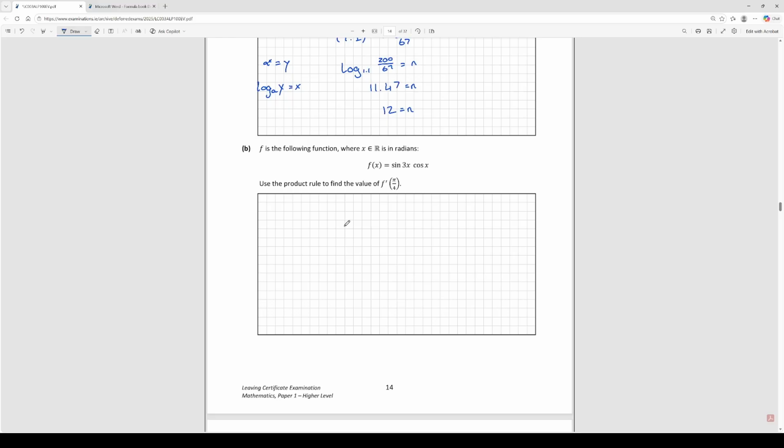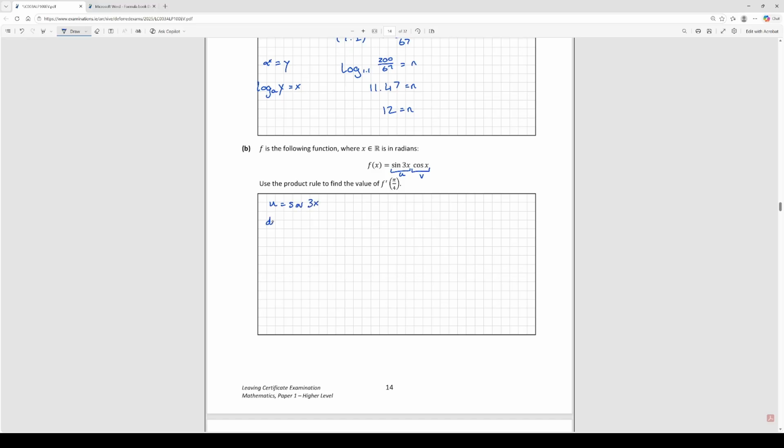Oi. f is the function where this is in radians, f(x) is equal to this. Use the product rule to find the value of this. It's so weird they kind of tell you to use the product rule, but all right. I would say that's u, that's v. I guess it's because there's technically another way of doing it, and they want to check that you can still do this.